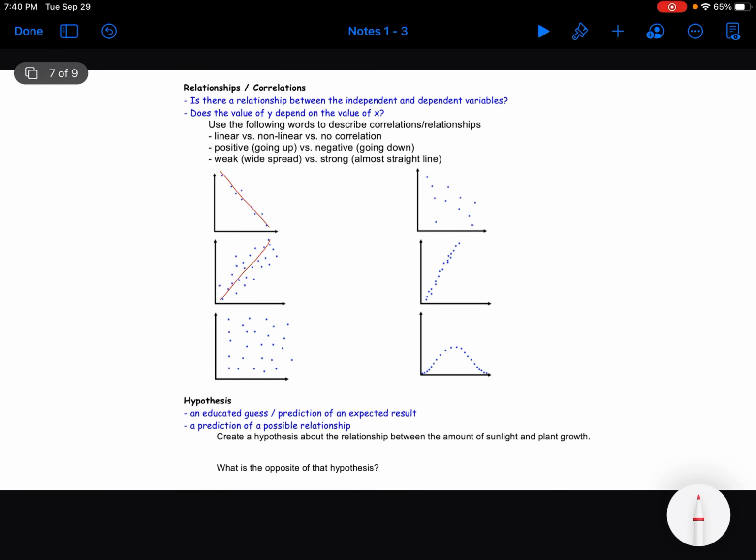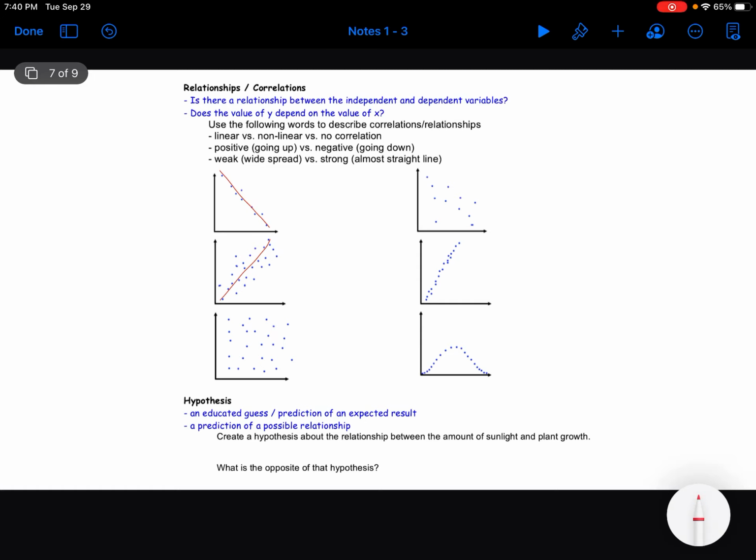Relationships and correlations. Okay, so is there a relationship between the dependent and independent variable? Does the y depend on the x? Okay, so what we're looking at here is, is it a line, or is it nonlinear? Or is there no correlation? Second, is it positive, so is it going up to the right, or negative, going down to the right? And finally, is it weak or strong?